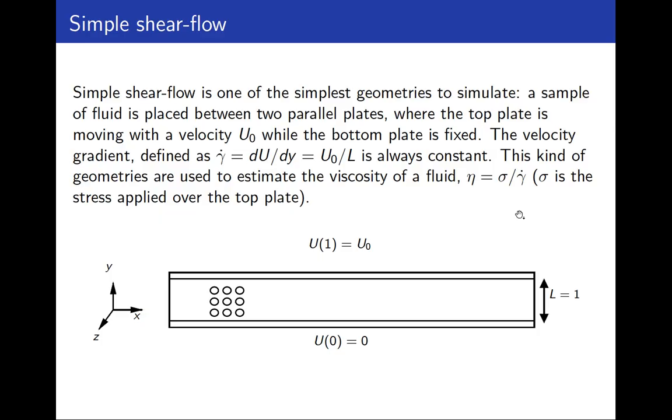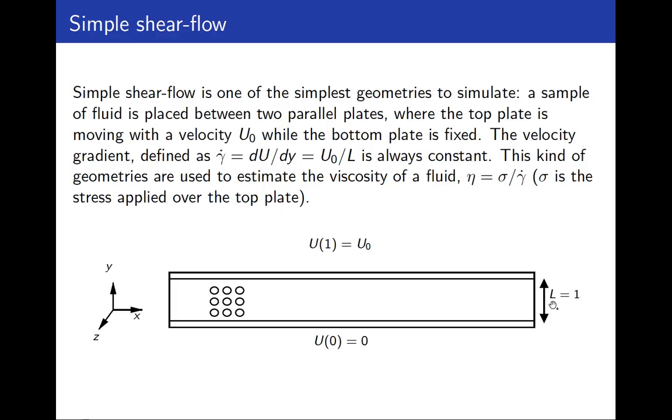So these kinds of geometries are used to estimate the viscosity of a fluid, because there are special machines called rheometers where you have two plates separated by a distance L, and then you place a sample of fluid here, and then the machine will apply a force at the top plate, and then will make the top plate move with a velocity u0. So from the machine, you know the shear stress because it's the force that the machine is going to apply over this surface. And then you also know this quantity, the shear rate, which is calculated as follows.